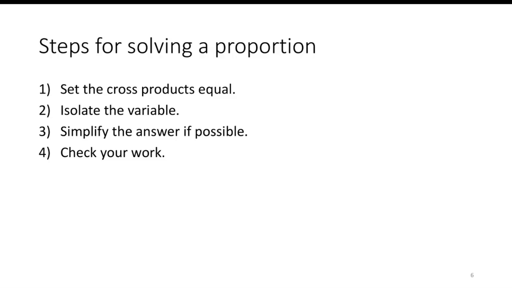Often, when it comes to solving a proportion, you'll have 3 of the 4 parts, and you'll be asked to find the 4th. To do so, set the cross products equal to each other, isolate the variable by whatever division you need to do, and then simplify the answer if possible. At the end, you should check your work.